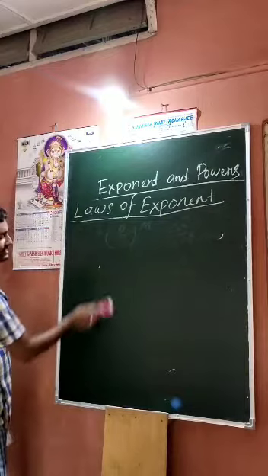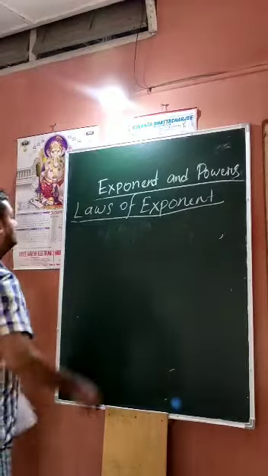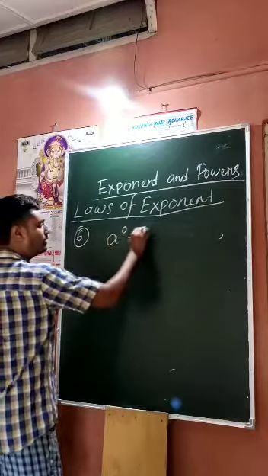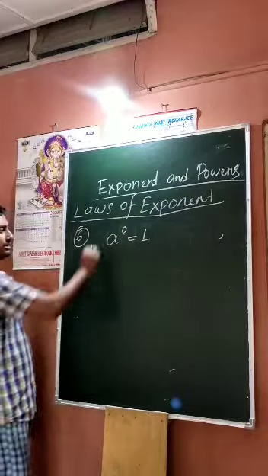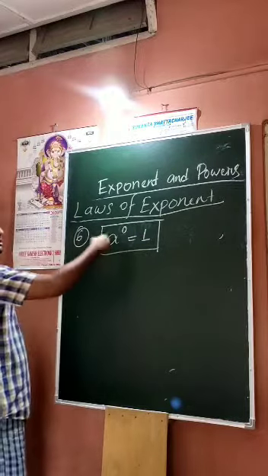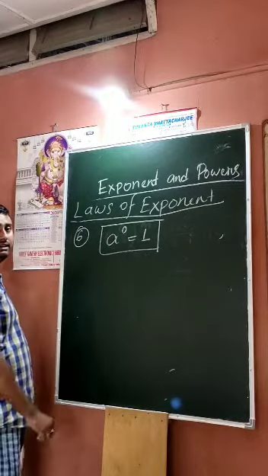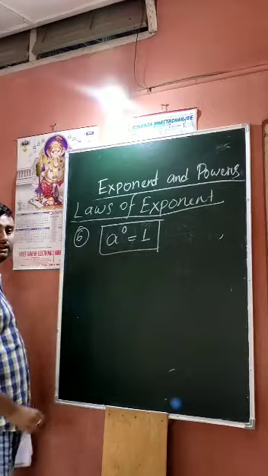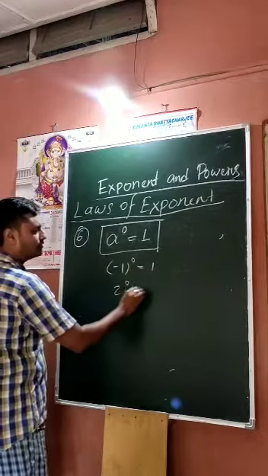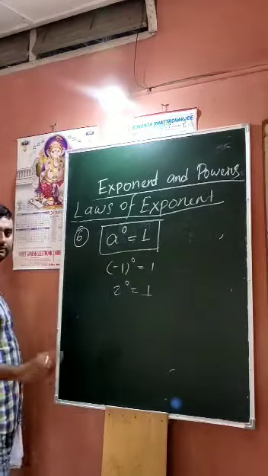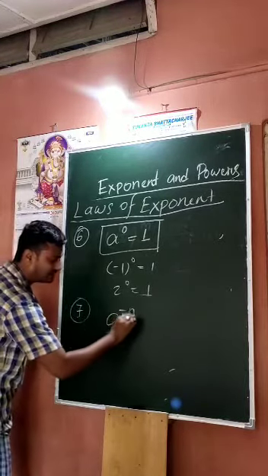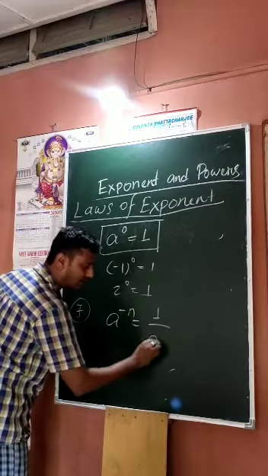Law number 6 is very important, which is a to the power 0 equal to 1. That means any number to the power 0 is equal to 1. Suppose (-1) to the power 0 equals 1, 2 to the power 0 equals 1. Clear? And law number 7 we already discussed: a to the power minus n equals 1 by a to the power n.